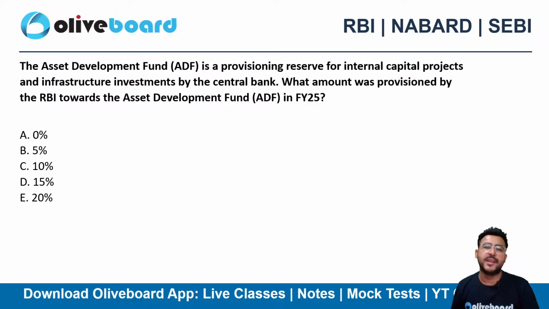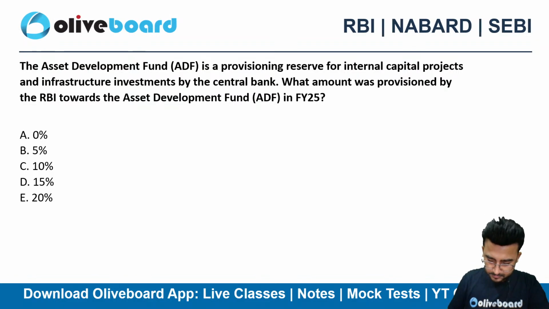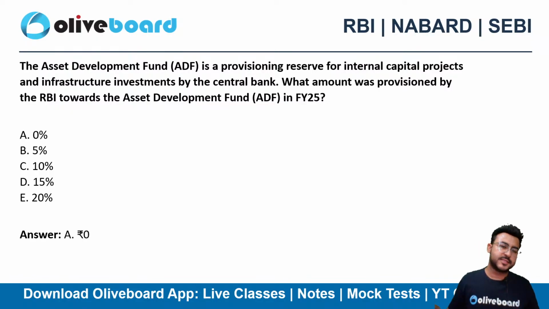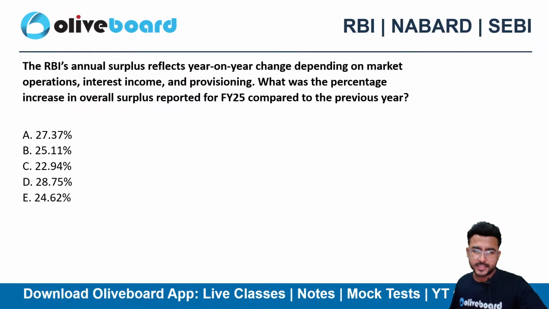Next is the Asset Development Fund, a provisioning reserve for internal capital projects and infrastructure investments by the central bank. What amount was provisioned by the RBI towards the Asset Development Fund, ADF, in financial year 2025? How much did RBI transfer to ADF in financial year 2025? No idea, anyone? The correct choice here is 0%. They haven't transferred anything to the ADF as of now. Okay, it's there in your annual report.